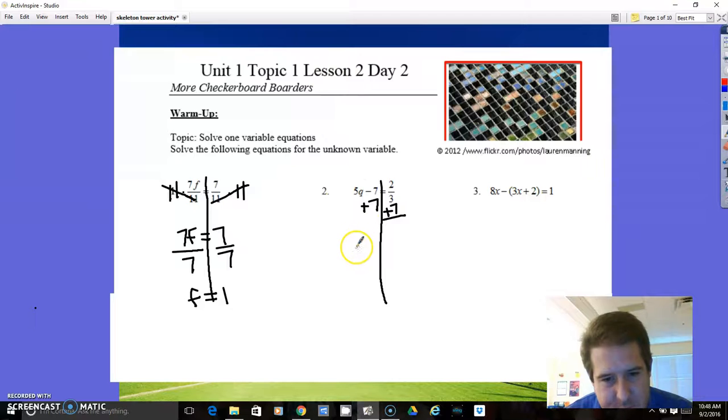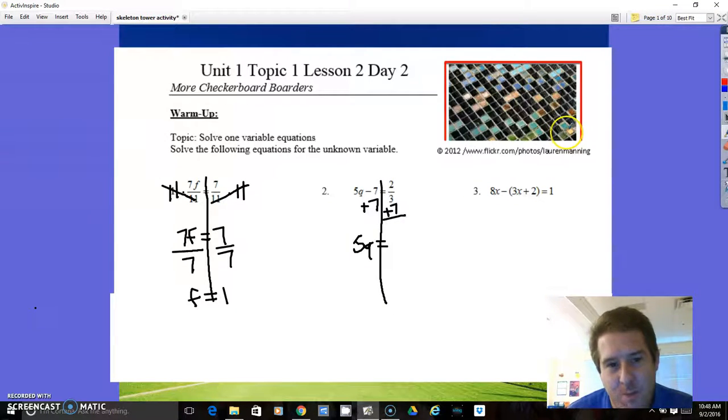Alright, so we've got 5Q. Oh, and I want to tell a joke at this point. What do you get when you add 5Q plus 5Q? You're welcome. Yes, that's the joke. 5Q plus 5Q makes 10Q. Thank you. Alright, thank you. Thank you for that joke. Alright, 7 2/3 over here. Sorry, that's just me being weird.